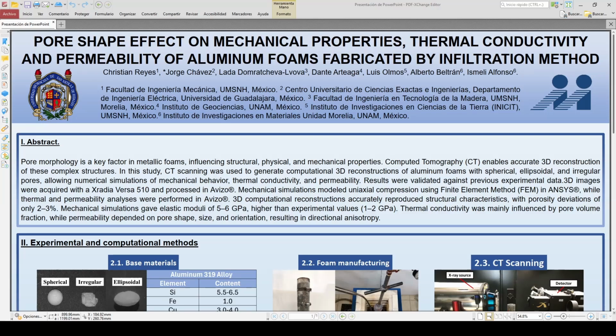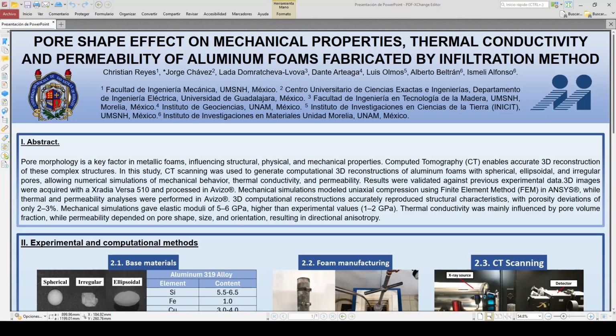Now, the other concept that I'd like to talk about is the infiltration over space-holder particle method. This is a process to manufacture aluminum foams, and in this process we have to cast a molten alloy over a bed or a volume of removable particles in such a way that the molten metal fills the empty space between these particles. Then we allow solidification, and once the material is fully solidified, we can remove the particles to obtain the final aluminum foam.